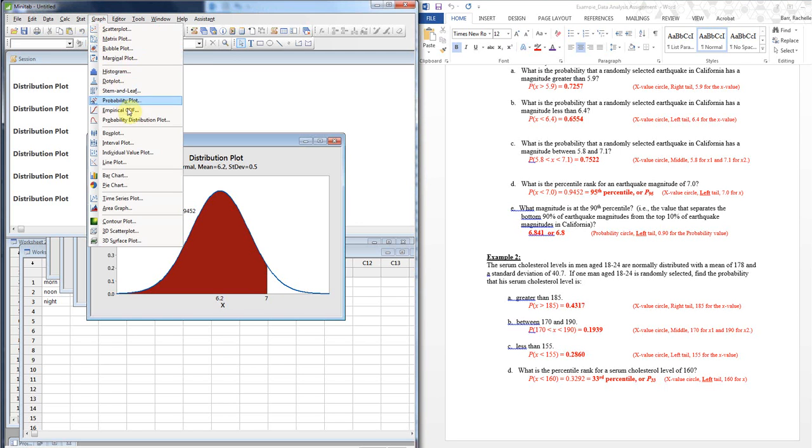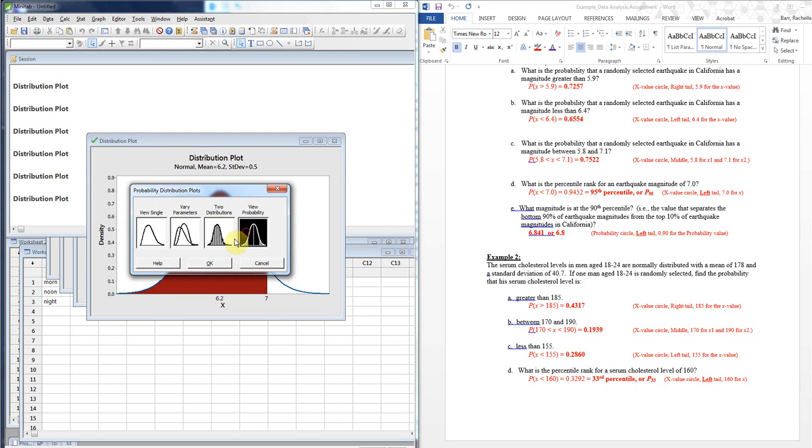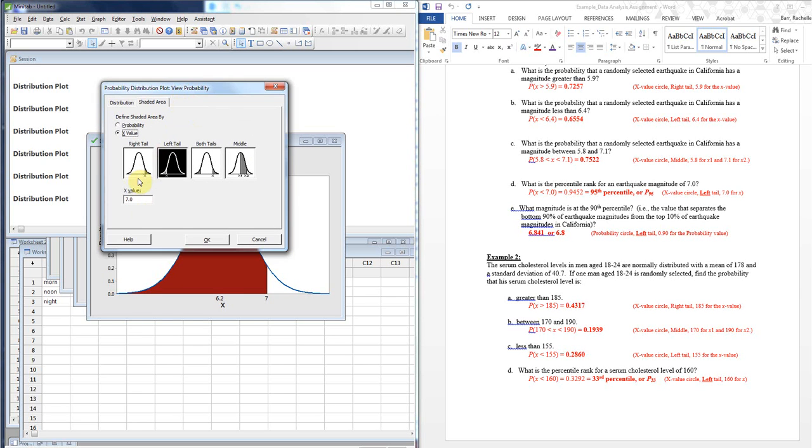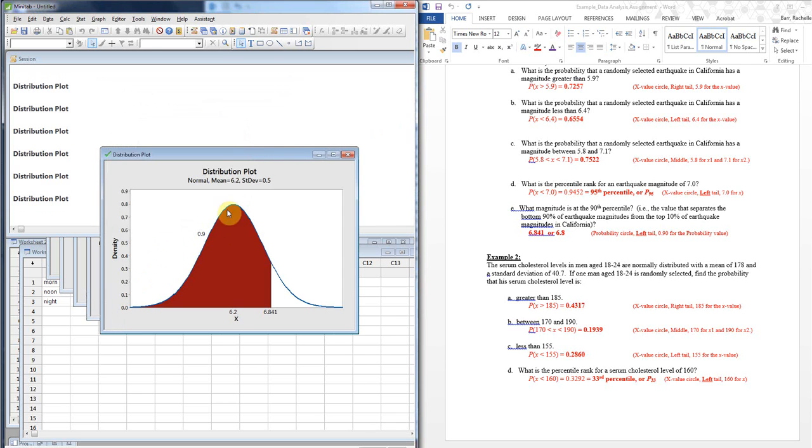So we go up to graph, probability distribution plot, probability view. Everything's the same so far, but our shaded area is going to be different. This is based on a score giving a probability. This time I have a probability and I want to find a score. And again, I'm choosing the left tail because we're doing percentiles and those are always left tails. Alrighty, so I'm putting in 90 because that's the percentile I'm interested in. We're going to go ahead and hit OK.